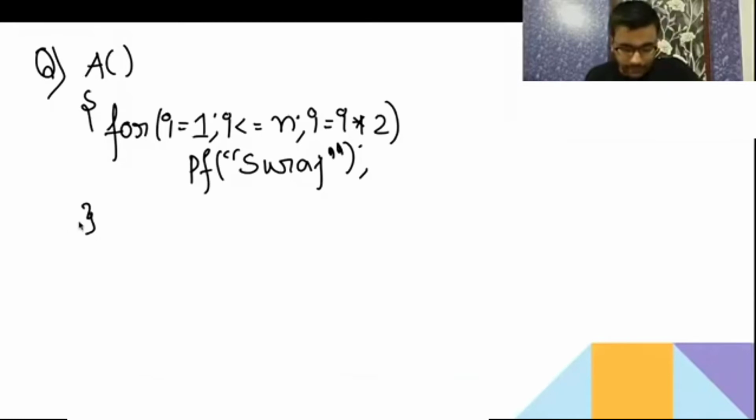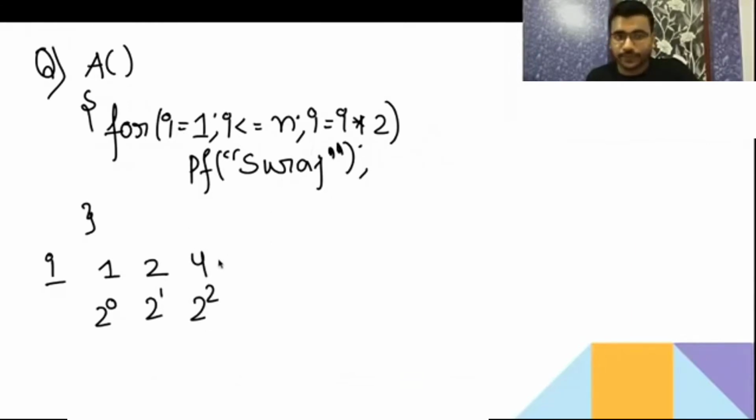Now see here, so how did we get its time complexity? It is increasing by 2. So the first i value is 1, which means 2 to the power 0. Then 2, 2 to the power 1. Then 2 into 2, 4, 2 to the power 2. Then 4 into 2, 8, 2 to the power 3. Then 16, like this it will go for 2 to the power 4, then 2 to the power 5, till the time it is greater than n.